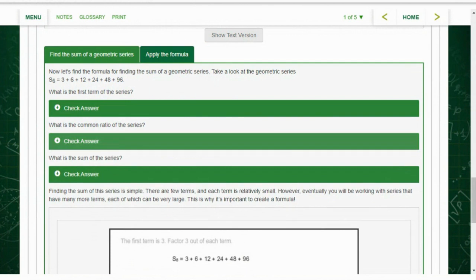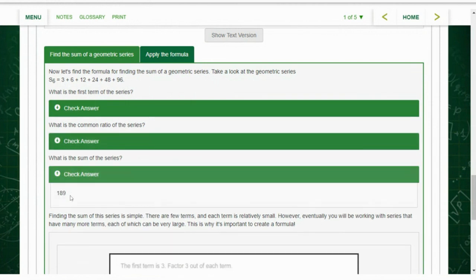So it says, what is the sum of the series? Well, we could add them up. 3 plus 6 plus 12 plus 24 plus 48 plus 96. Let's see what they do. 189. So we can just put them in the calculator, add them up, and we get 189 is the answer. This isn't so bad because we just have 6 numbers, and they're not crazy numbers.